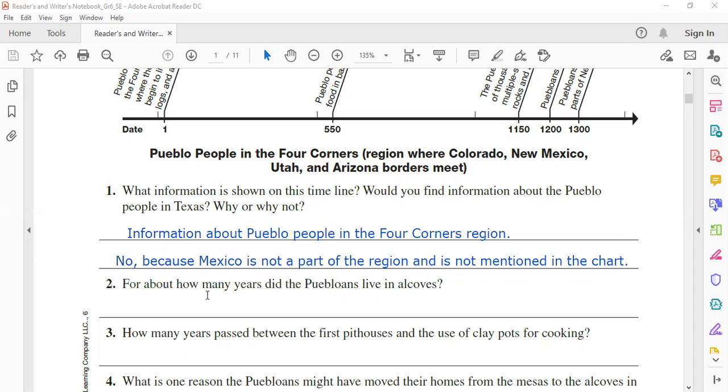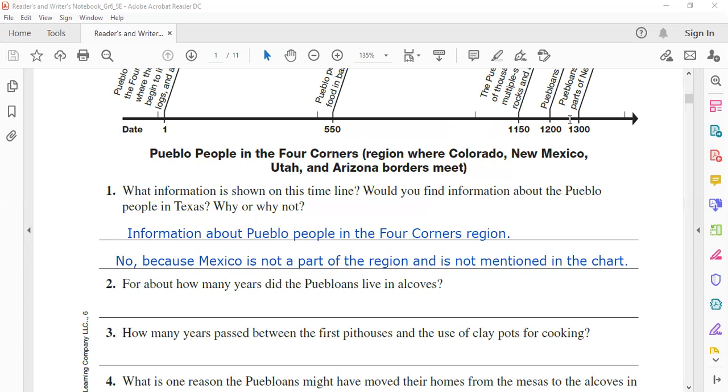Okay, for about how many years did the Puebloans live in alcoves? Just see the timeline and tell me. I said 1150 years. 1,200. Okay. 1,000. They moved to the alcoves. For how many years did they stay there? Who can tell me?